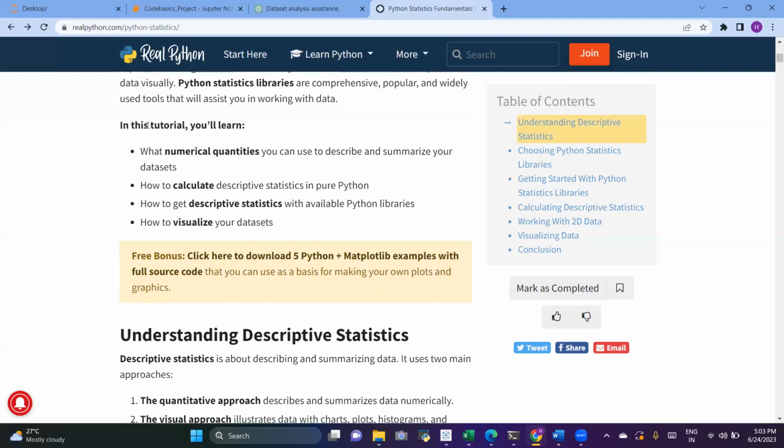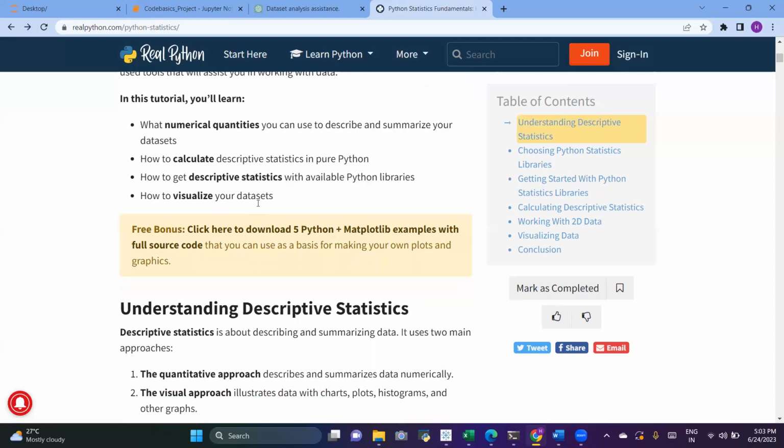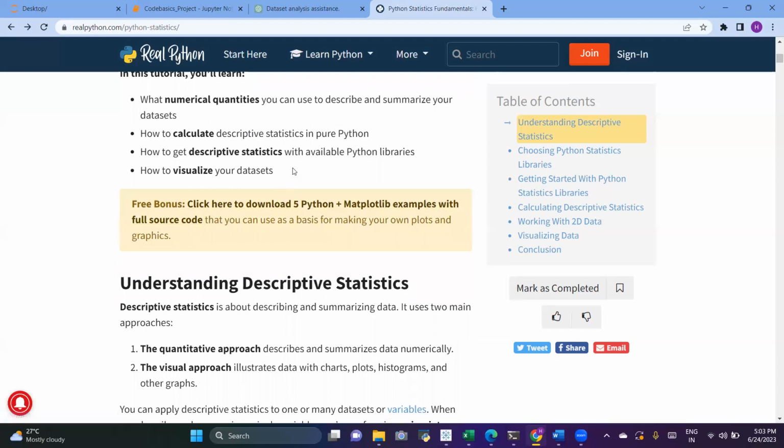In this tutorial, we'll be covering what numerical quantities you can use to describe and summarize your data, how to calculate descriptive statistics in pure Python, how to get descriptive statistics with available Python libraries, and how to visualize your data.